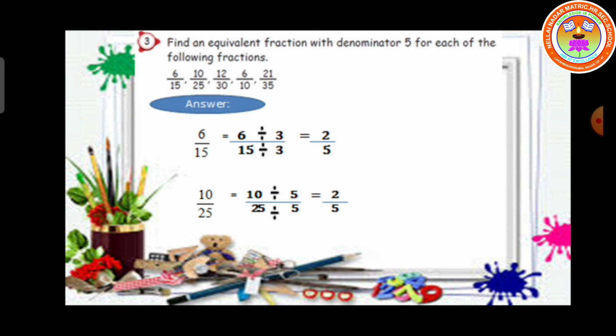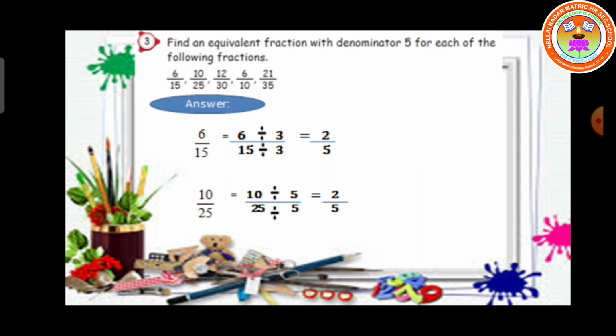Next, third problem. Find an equivalent fraction with denominator 5 for each of the following fractions. Take 6 by 15. Now we are going to find out the denominator 5. So what is divided with 15? We will get 5. As we know, 3 into 5s are 15. So 3 has to be divided with 15. The same 3 has to be divided with the numerator. So 6 divided by 3 is equal to 2. 15 divided by 3 is equal to 5. So the answer is 2 by 5.